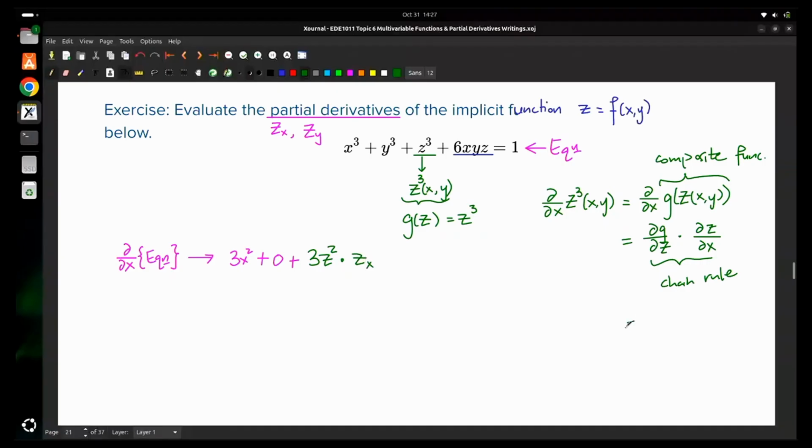Because this part is exactly differentiating z cubed with respect to z, because g is z cubed. Then times this one, which is just z sub x. So therefore you get 3z squared times z sub x, which is this term here.